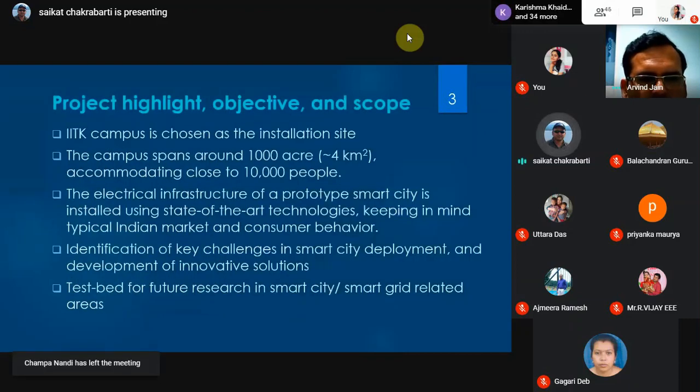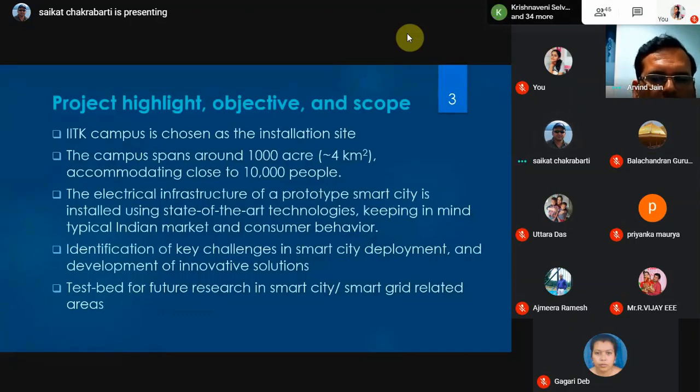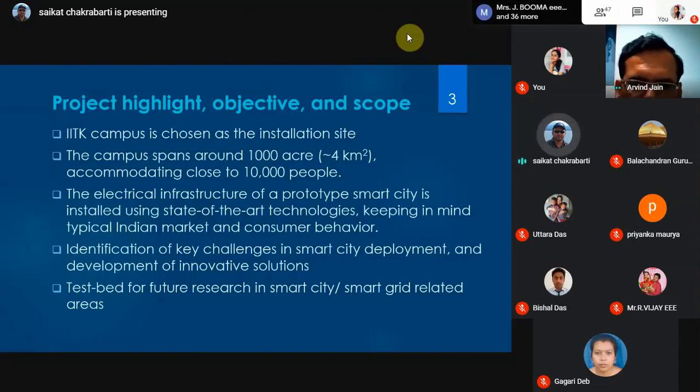So a little bit about this project objective and scope. The installation site is IIT Kanpur. The campus is around, those of you who know, Dr. Arvind was here for a long time, and he knows that it's a 1,000-acre campus, approximately 4 kilometers square, and close to 10,000 people as of now live here. Of course, not now because of this corona situation, but the population is continuously growing.